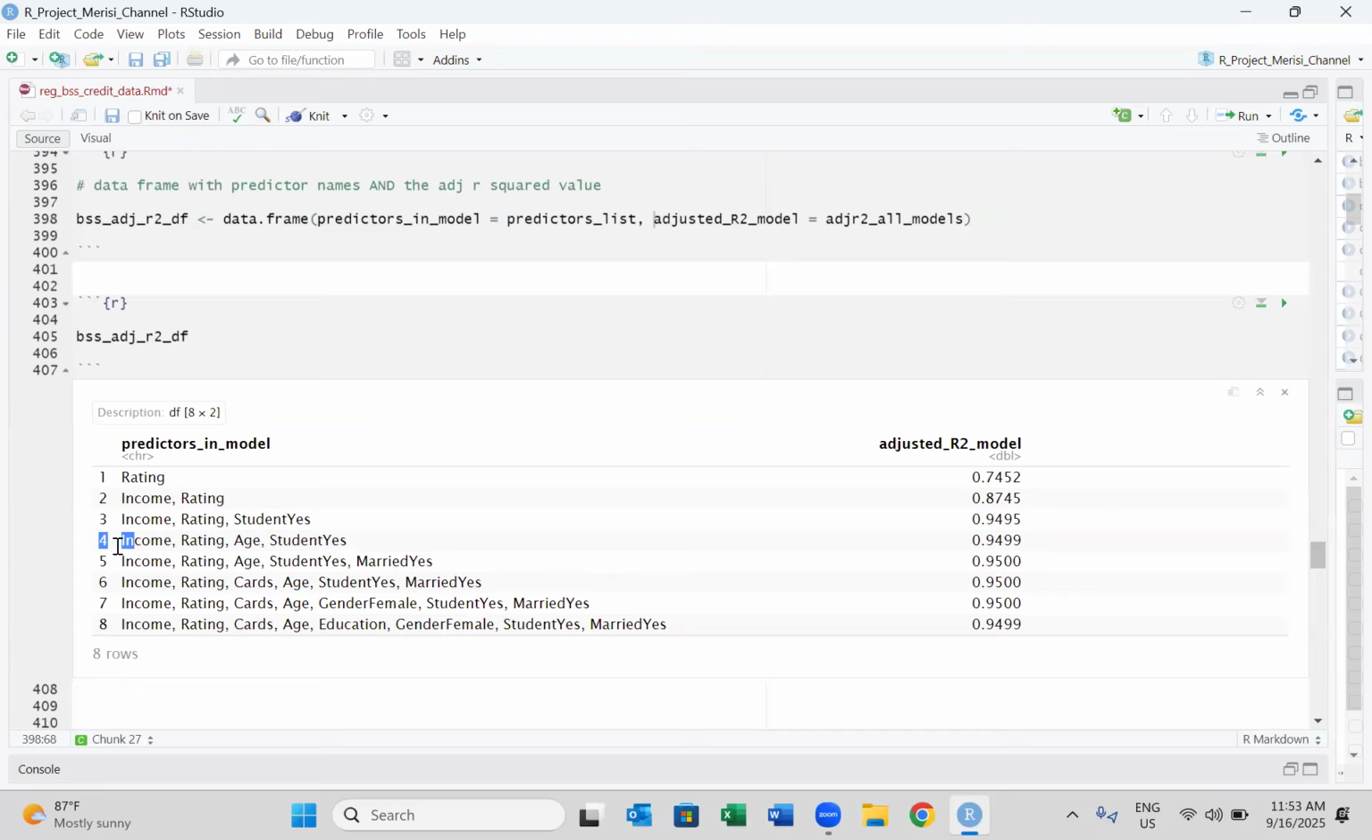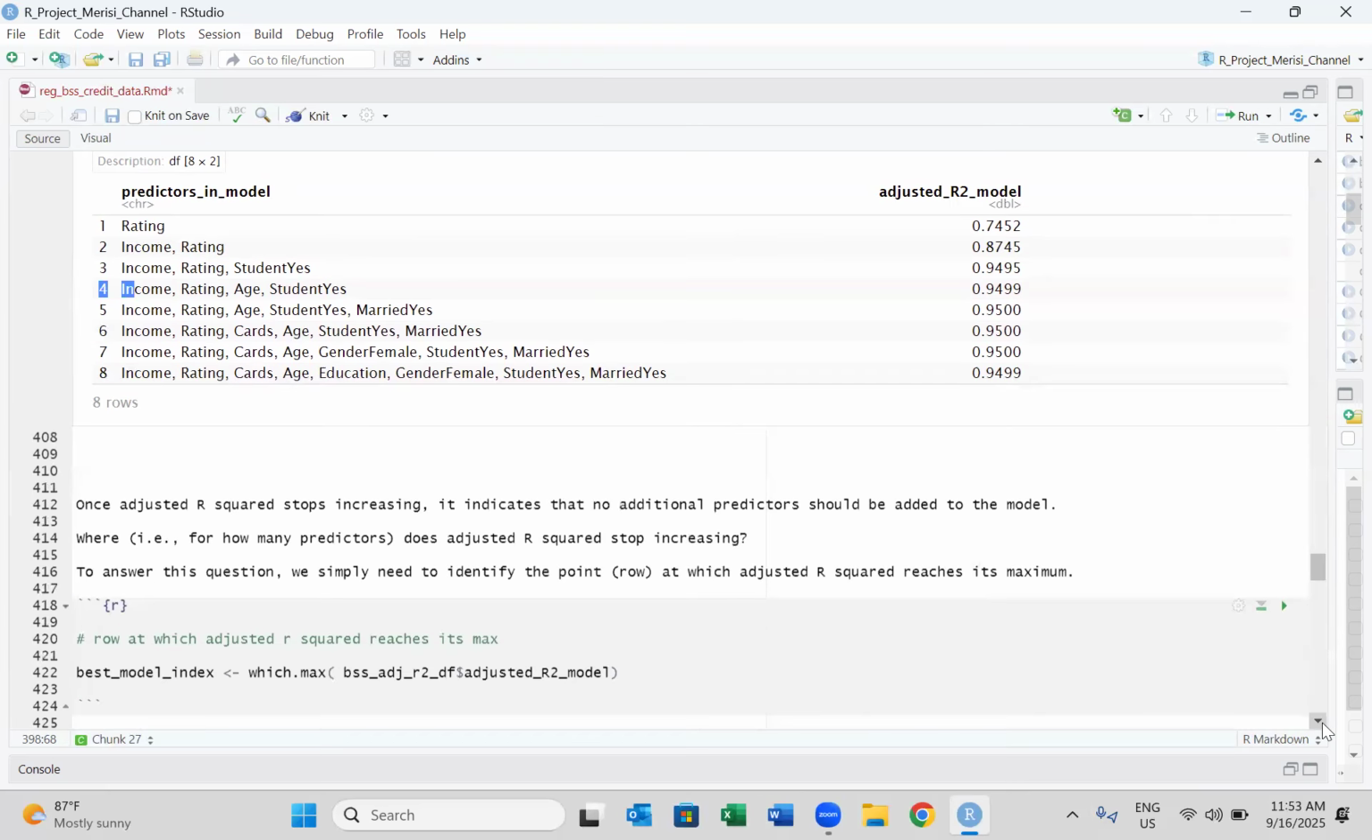At what size does the adjusted R squared stop increasing? To do that, we can use the function which.max. It gives me the row at which adjusted R squared reaches its maximum. Because stopping increasing means adjusted R squared reaches its maximum. So this function will give us the place where adjusted R squared stops increasing.